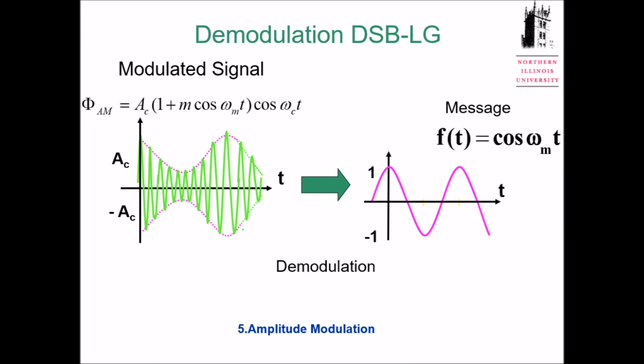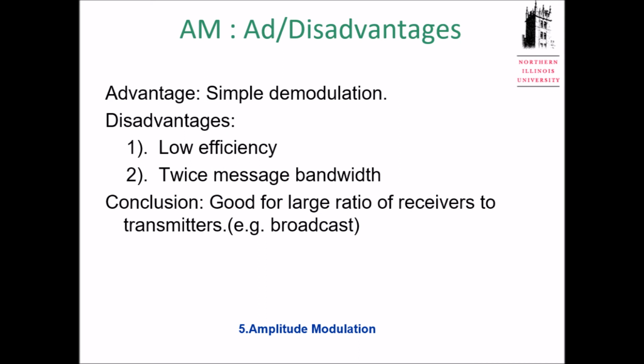Disadvantages, we have two. One is low frequency. The highest we can achieve is 50%, right? The typical percentage will be around 5, so very, very low efficiency. Second, we know bandwidth is important, and bandwidth is expensive, but the transmitted signal's bandwidth is double my message bandwidth.